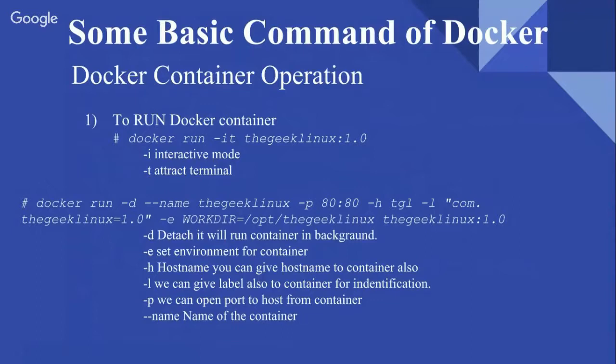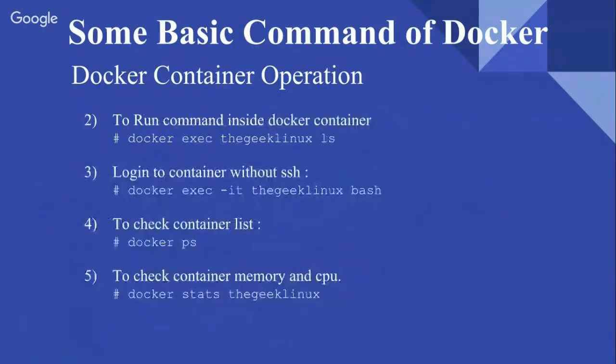The second command is docker run -d --name, then the container name, for example git linux, then -p for port, then -h for the hostname, -l for the label, and environment, and then the image name. This command will run the container in the background. So these two commands are for running a container.